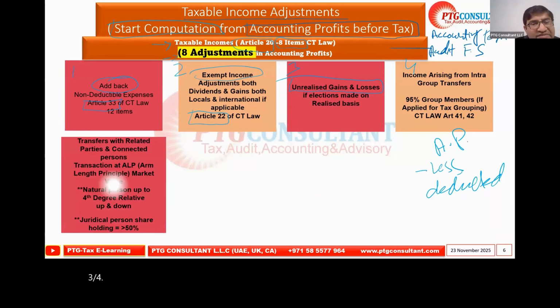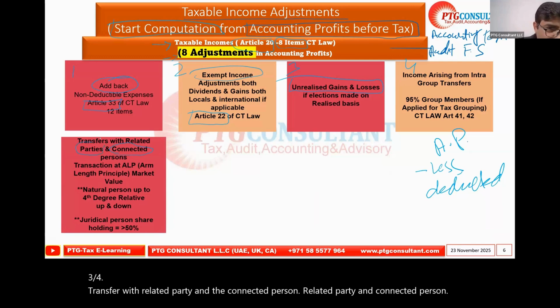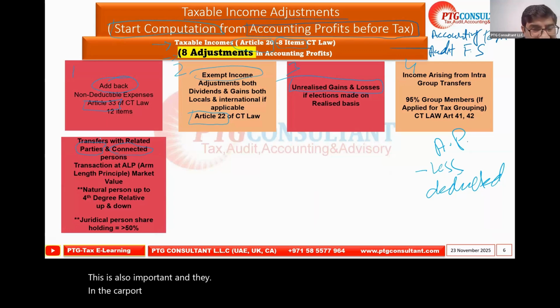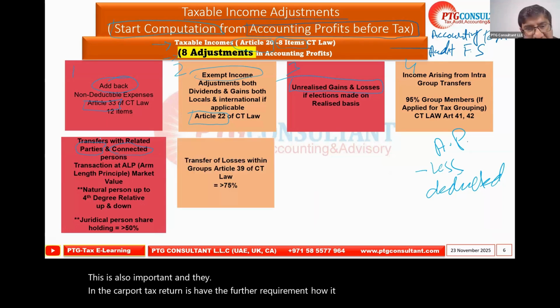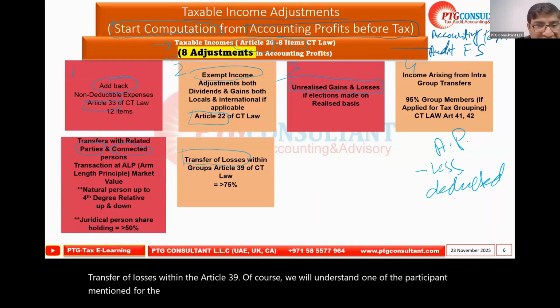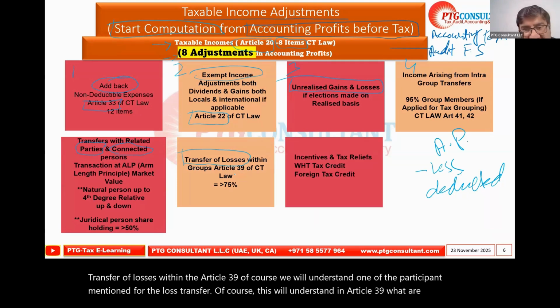Transfer with related party and connected person. Related party and connected person, this is also important, and the corporate tax return has a further requirement on how it will be fulfilled. Transfer of losses within Article 39. Of course, we will understand one of the participants mentioned for the loss transfer. Of course, this we will understand in Article 39: what are the criteria, how we can transfer and adjust.